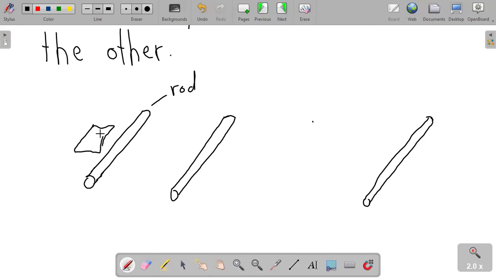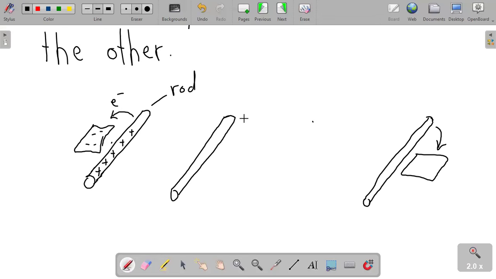So if we use a cloth here, then what will happen is the rod will become positive. The rod becomes positive if it's rubbed by the cloth. Let's say we have another cloth here that we use. If it becomes positive, it means that the electrons are transferred from the rod to the cloth. So the cloth becomes negatively charged.